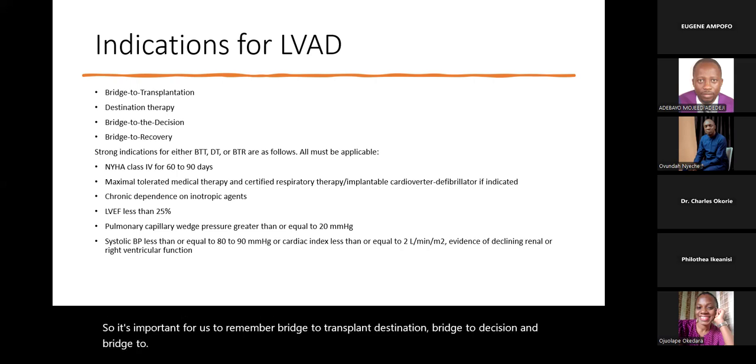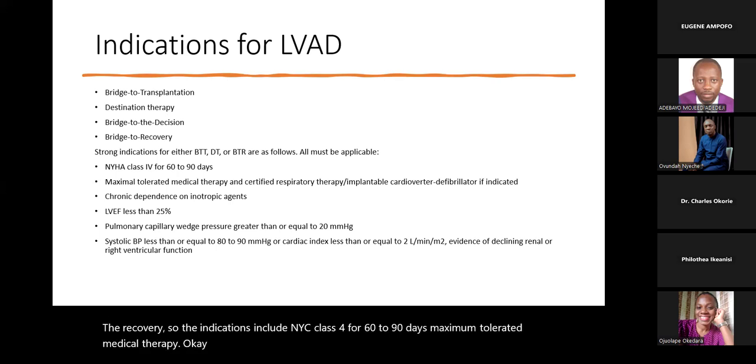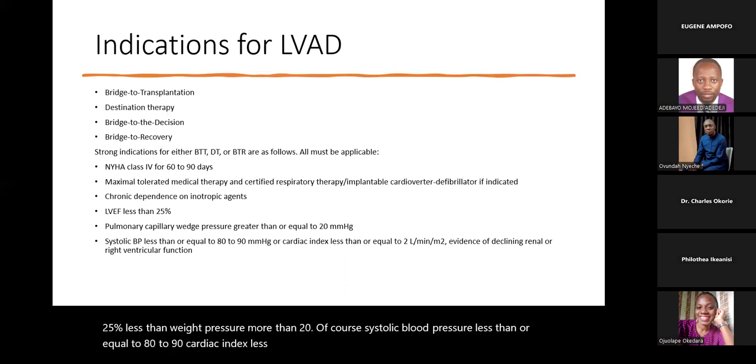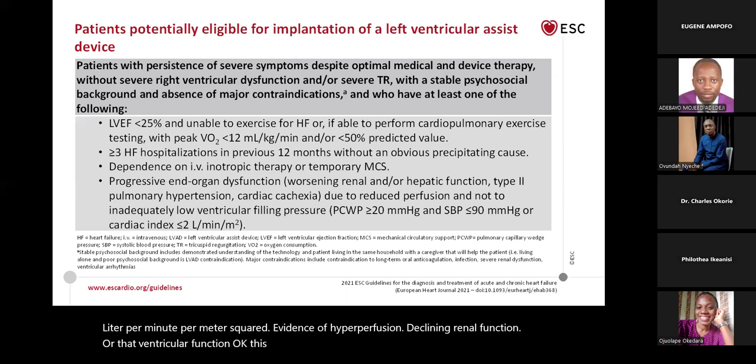So the indications include NYHA class 4 for 60 to 90 days, on maximal tolerated medical therapy, with cardiac resynchronization therapy or with an ICD if indicated. Chronic dependence on inotropes, EF less than 25%, wedge pressure more than 20, systolic blood pressure less than or equal to 80 to 90, cardiac index less than 2 liter per minute per meter squared, with evidence of hypoperfusion, declining renal function or right ventricular function. This is from the ESC guideline.